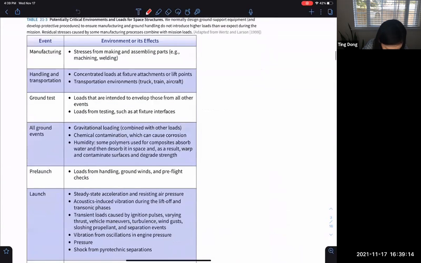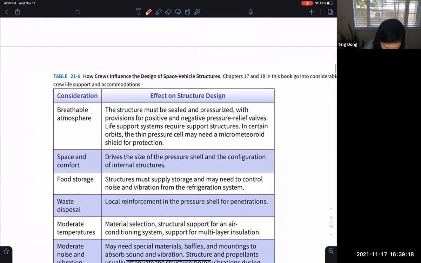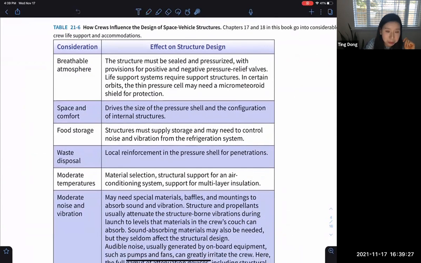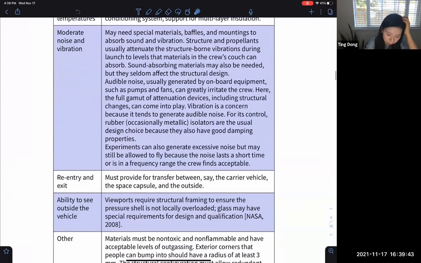So this is about all the potential critical environments. And this one shows how the crewed mission influenced the design of the structure. Of course, if it's a crewed mission, it needs to be pressurized. And you need to have a place for food storage, waste disposal, temperature, everything, and vibration, moderate noise. So probably you already consider this part.